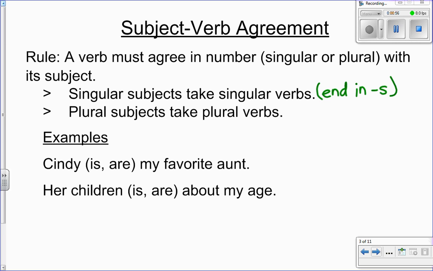So here are some examples. For example, one, Cindy is the subject, singular, so we would say is, it ends in S, and it is a singular verb. In the second sentence, children, plural, and so we're going to take the plural verb are, the one that does not end in S.